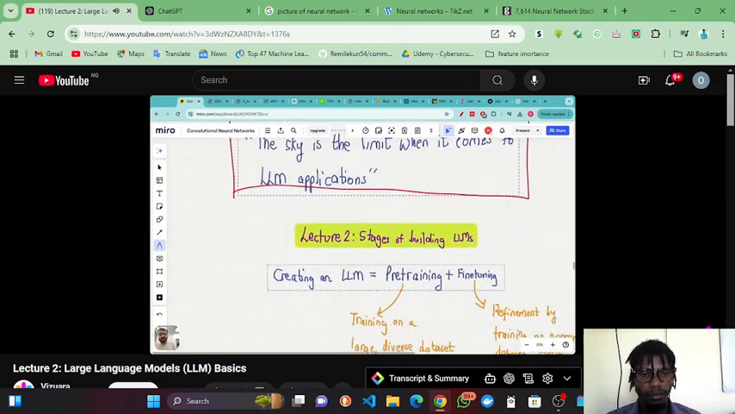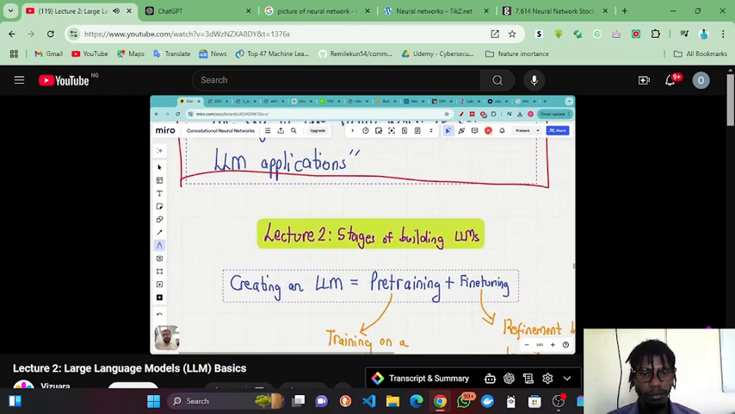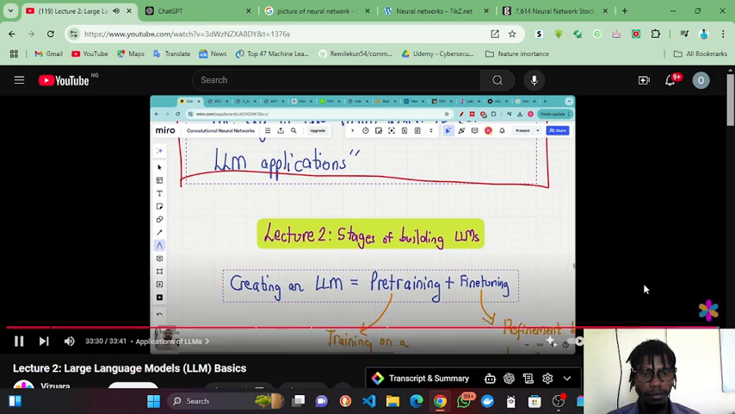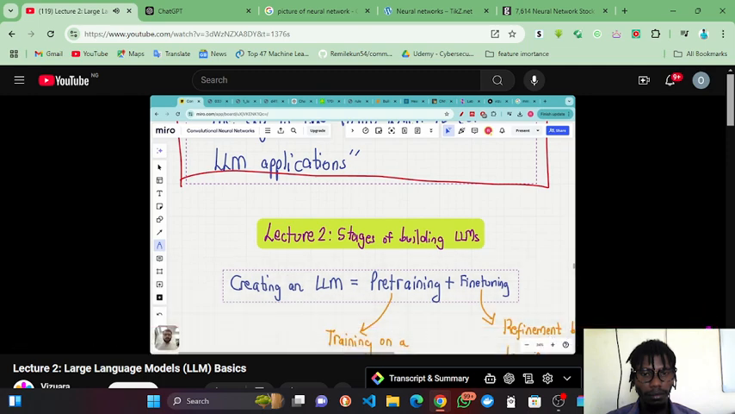The next lesson, as I mentioned here, is stages of building LLMs. We'll have a couple of lectures about these basics and then we'll be diving into coding. So make sure you're understanding, make sure you make notes and ask questions in the comments.